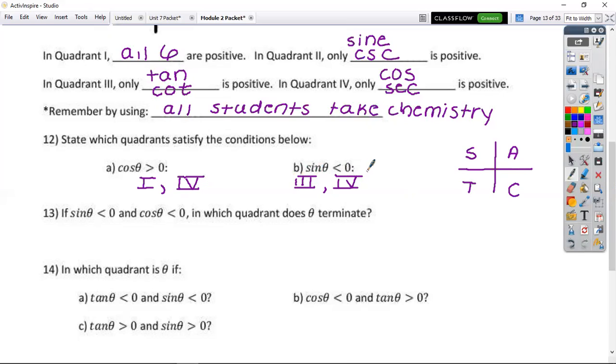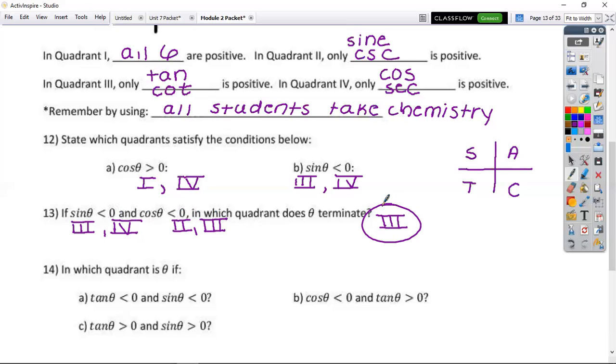Next, it says if sine is less than 0 and cos is less than 0, where are we at? So sine is less than 0 in quadrants 3 and 4, and cosine is negative in 2 and 3. So what's the answer? Very good, the repeated quadrant. So this would be quadrant 3. Good.